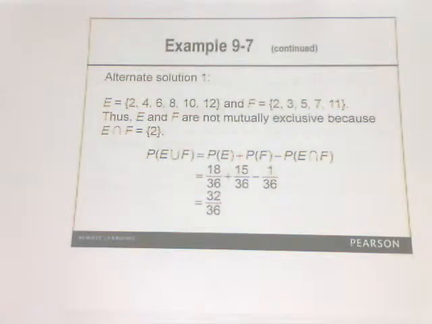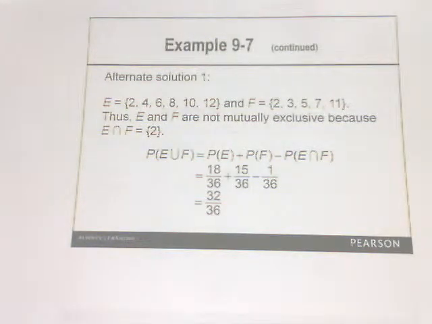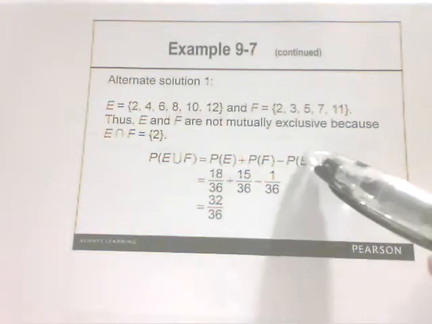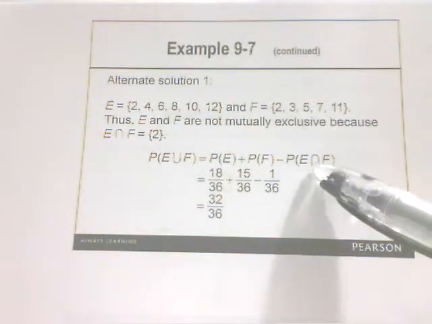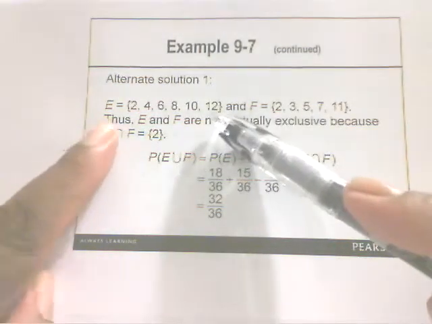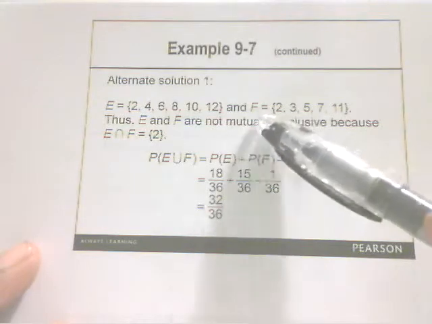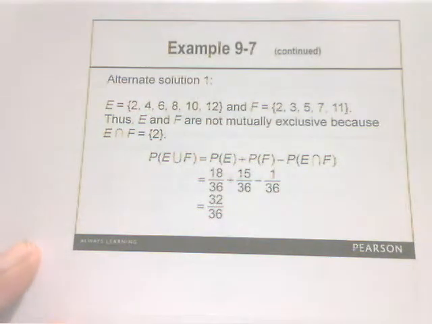Okay, another example. Well, the alternate solution to that example would be this. We can use one of the theorems or one of the properties for probabilities here. Here we can add the two probabilities and then subtract off the event that's common in both E and F. E is the set of even numbers for a pair of fair dice. That's 2, 4, 6, 8, 10, and 12. F is the prime numbers for a pair of fair dice. 2, 3, 5, 7, 11.